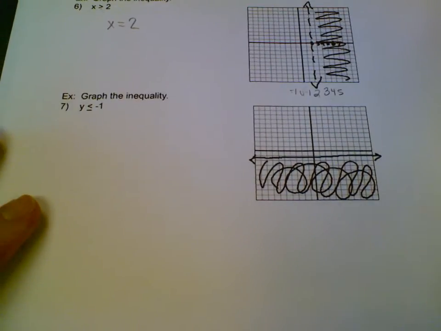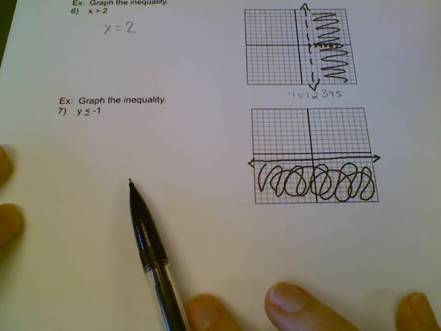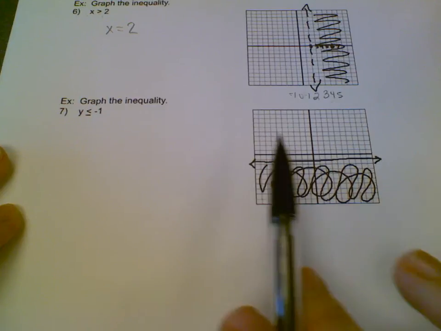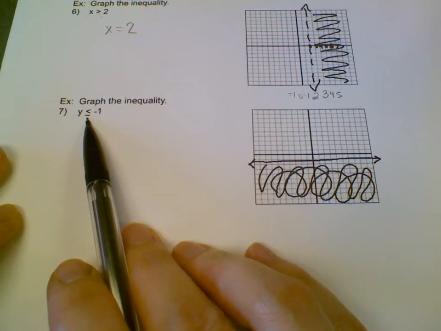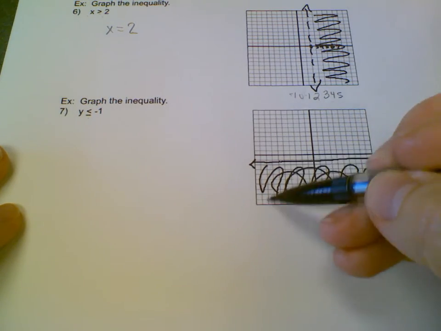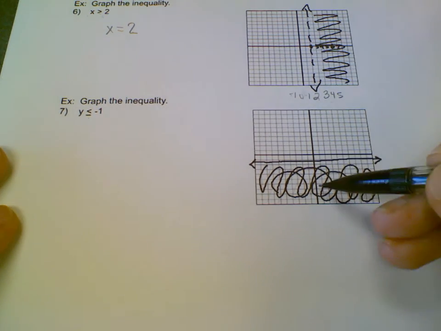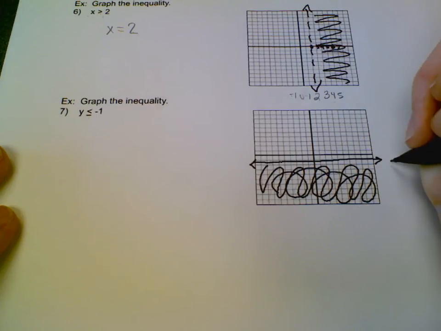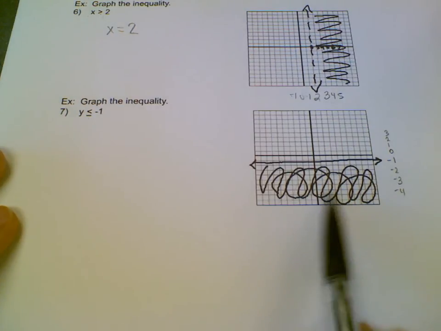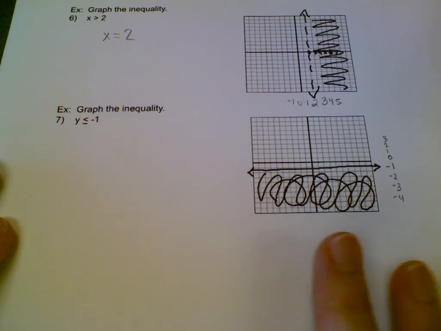Same thing for the reverse. If I have y less than or equal to -1, I'm going to put my horizontal line through -1. It's going to be solid because there's a line underneath there. This is a less than symbol, so I would want to shade everything below because that's where all of my numbers are getting less than. So here would be -1. If I moved up, I'd be getting bigger. If I moved down, I'd be getting smaller. So that's why we're going to shade everything below.